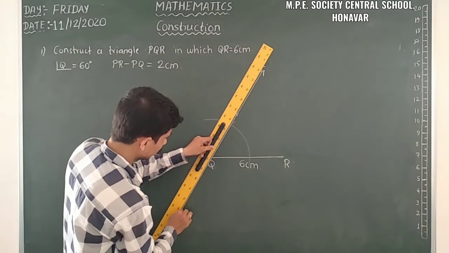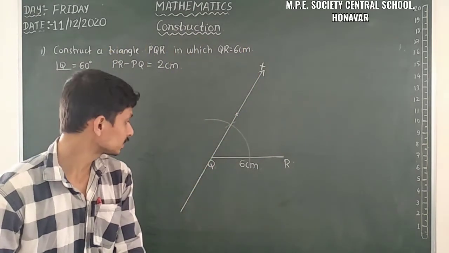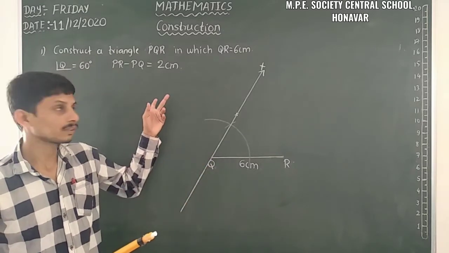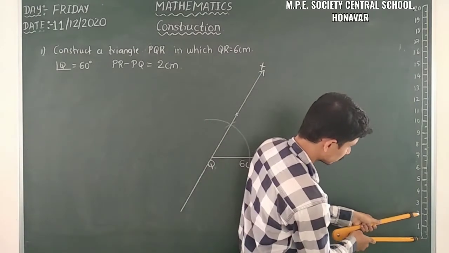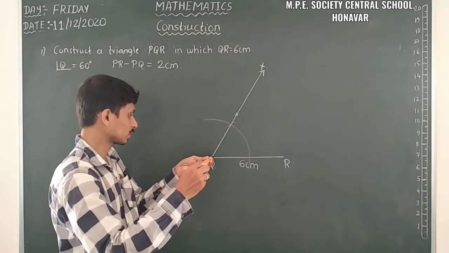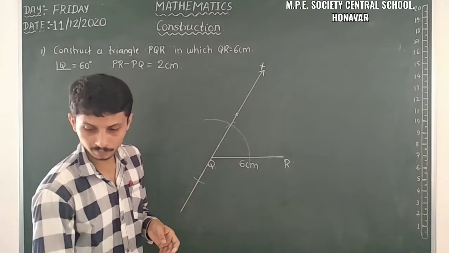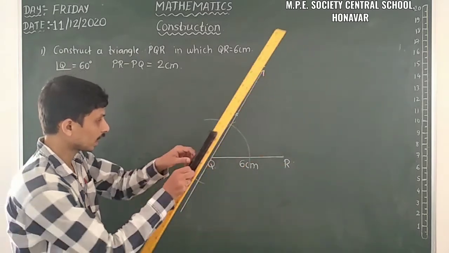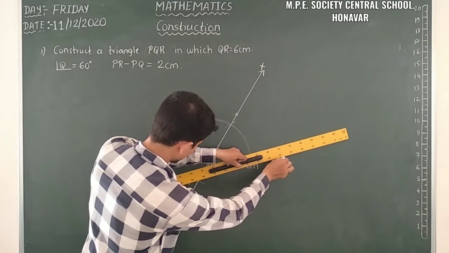So likewise, here I have to cut this line at a length of 2 cm. So here we have the 2 cm length. Yes, it's a 2 cm length. Here I will cut, taking Q as a center, and here I will mark the point. So here I will take it as Y. Yes. Then I will join this YR. I will join this YR here.